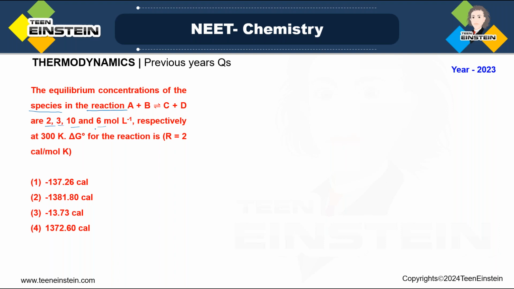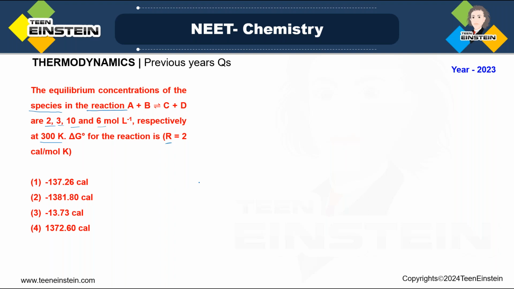That means 2 for A, 3 for B, 10 for C and 6 for D. So this is the equilibrium concentration of these reactants and products. Both are given in the unit moles per liter. Temperature given 300 Kelvin. We have to find del G naught for the reaction. And also the R value is given as 2 calorie per mole per Kelvin.